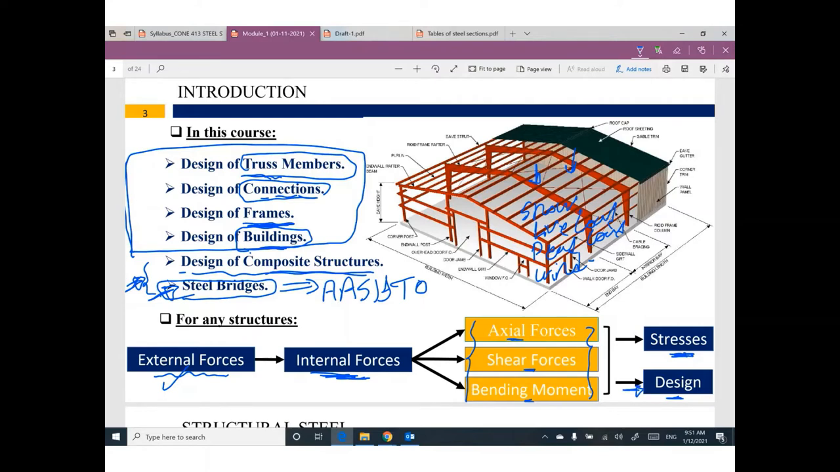We have different components. Probably your structure made from truss, made from frames. What is the design of connections? How can we construct this connection, welding or bolted connection, whatever the type.